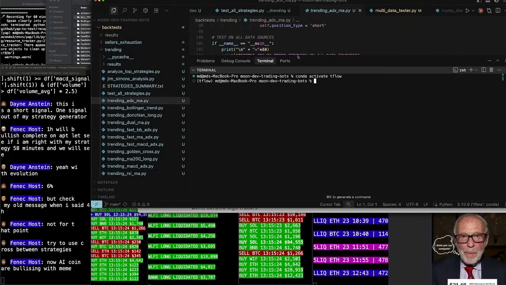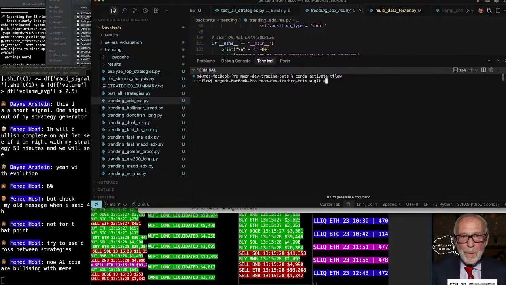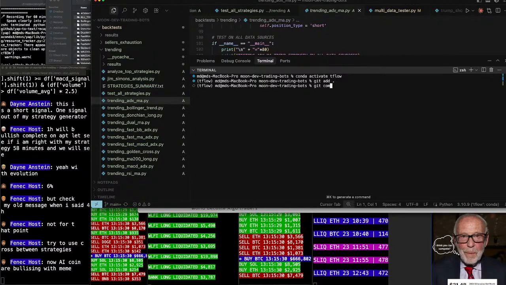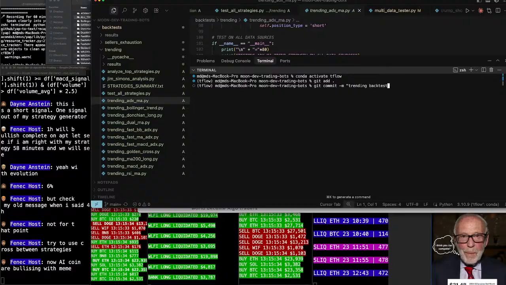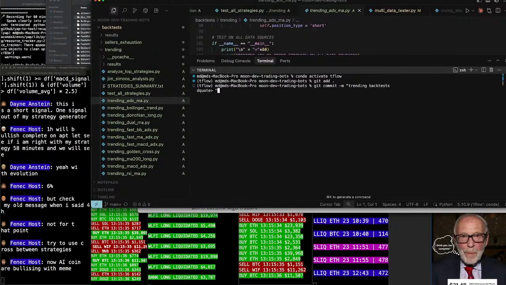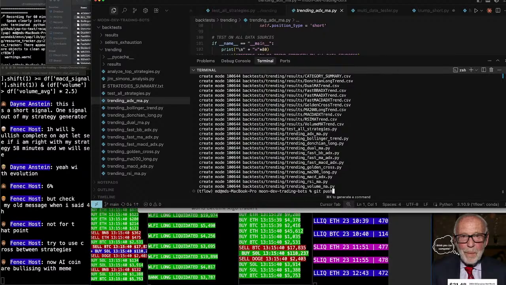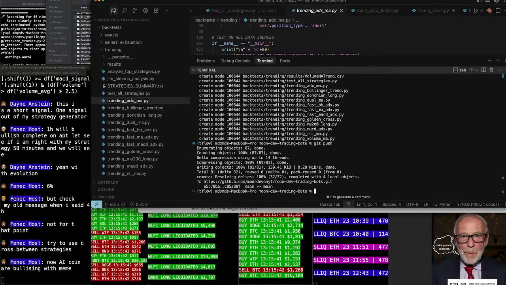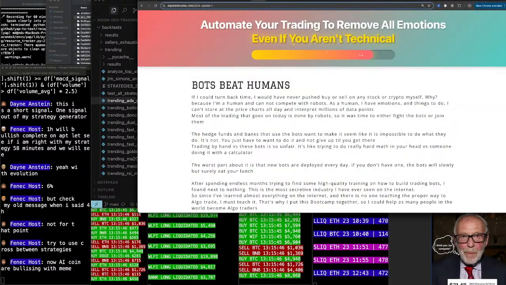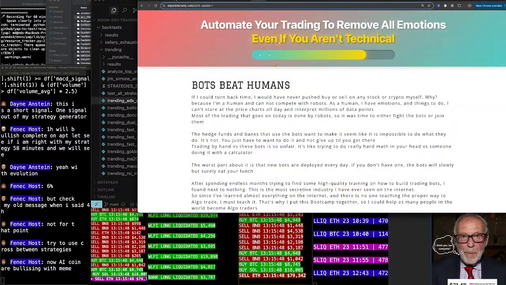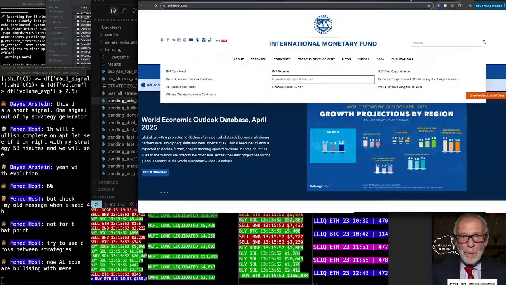So I'm going to go ahead and say git add, commit, trending backtest, git push. All right, so that's like 12, 14 backtests or something. Let's go look at it, dude. Let's get out of these.